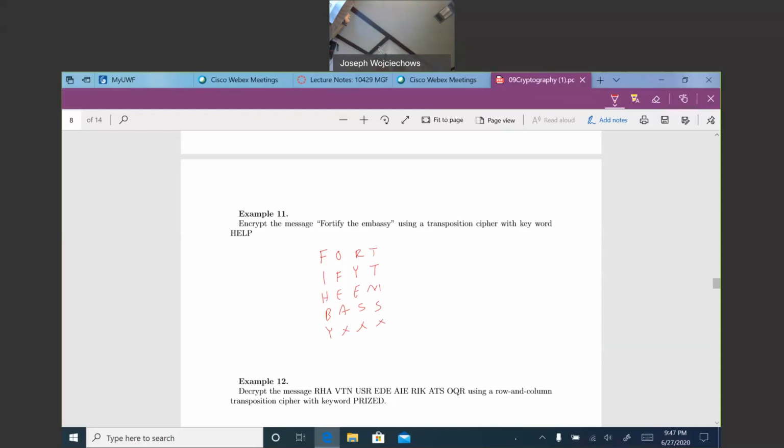So E is the lowest or the earliest letter in the alphabet, so it would be the 1st column. E is 2nd, so this is the 1st one. Okay, then we go with the 1st column. Then we go with the 3rd column. And then we go to the 4th column. And that's it.